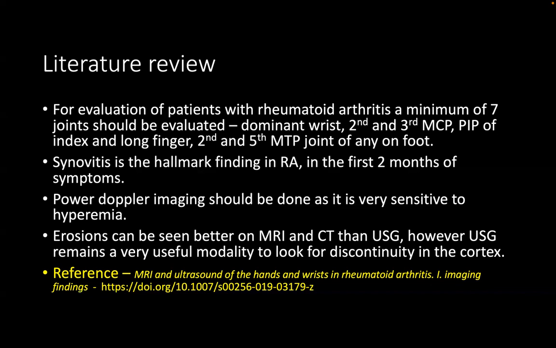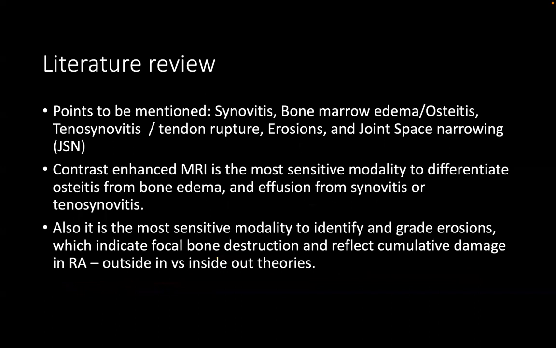We will definitely encourage everybody to read the below mentioned article to know more about the recent developments in imaging in rheumatoid arthritis. Now, the points to be mentioned during any rheumatoid arthritis patient evaluation are synovitis, bone marrow edema or osteitis in the bone, tenosynovitis or tendon rupture, erosions of the bone, and joint space narrowing.